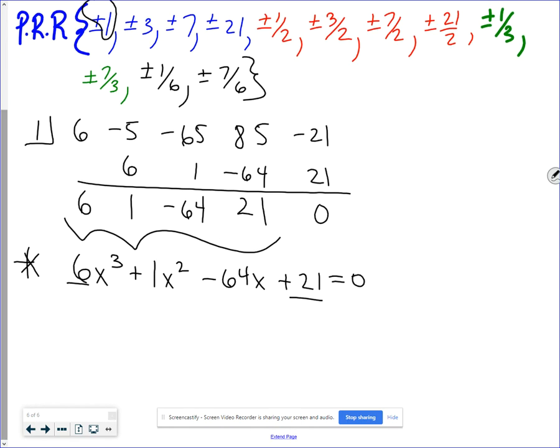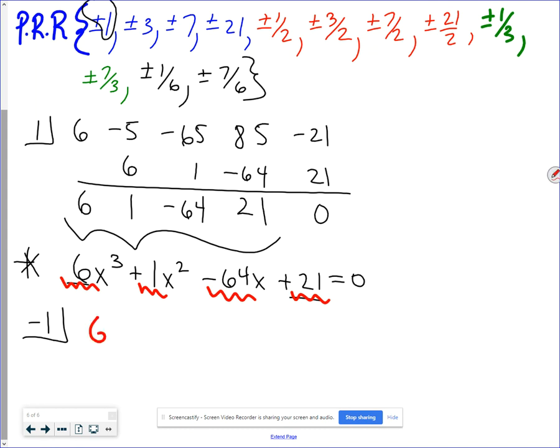So we can't eliminate anymore. So we still got to choose from this list. All right, so we tested 1. So now let's test negative 1. But when we're testing negative 1, we're not testing it into the original equation, because we're trying to get it down to a quadratic equation. So what we're going to use is our coefficients that we just found of our cubic equation now, when we're using synthetic division here.